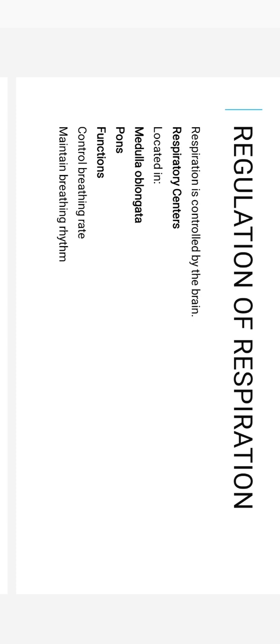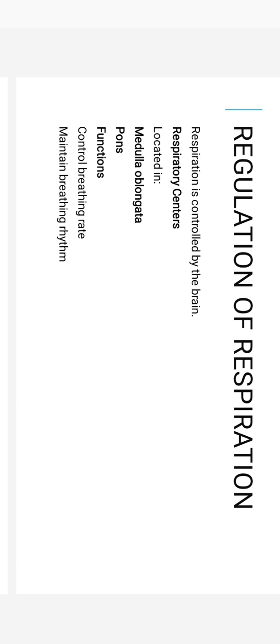Next, regulation of respiration. Respiration is regulated automatically by specialized centers in the brain. The respiratory centers are mainly located in the medulla oblongata and pons of the brainstem. The medullary respiratory center controls the basic rhythm of the breathing and continuously sends signals to respiratory muscles. The pons modifies breathing patterns and helps regulate the rate and depth of respiration.